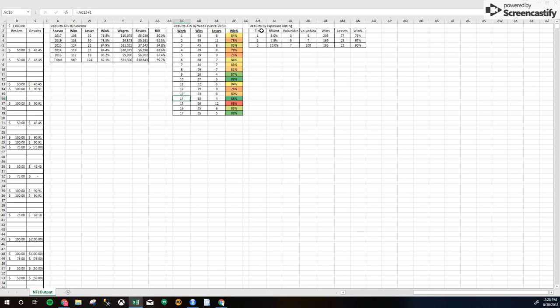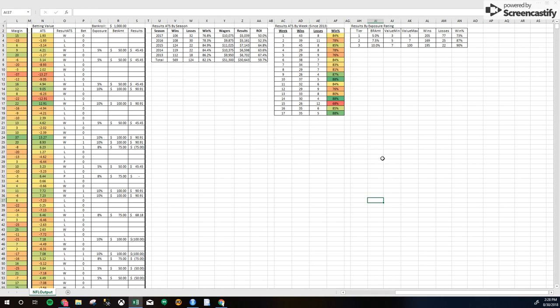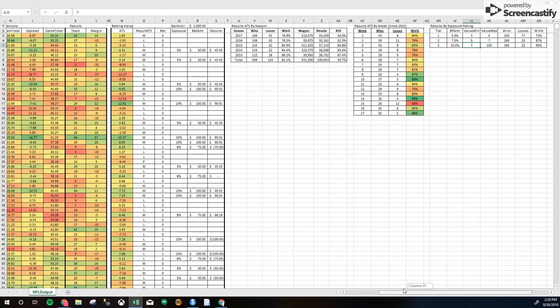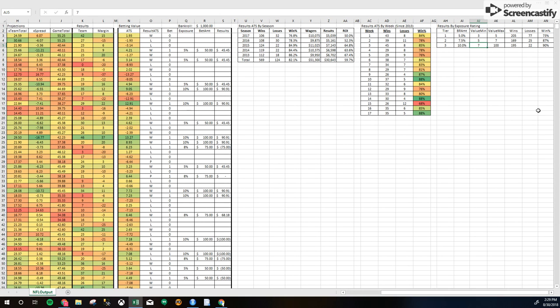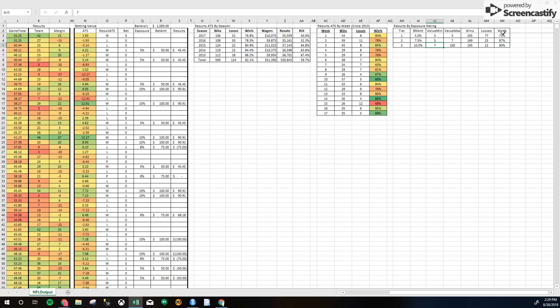And then over here is the results by the exposure rating. If we have 3 to 5 points of value, we're betting 5%. If we have 5 to 7 points of value, 7.5 to 8 sometimes. And if we have over 7 points of value, we're betting 10%, which is a full touchdown in the NFL, so that's pretty significant value. Then you can see the win percentage for each of those tiers.